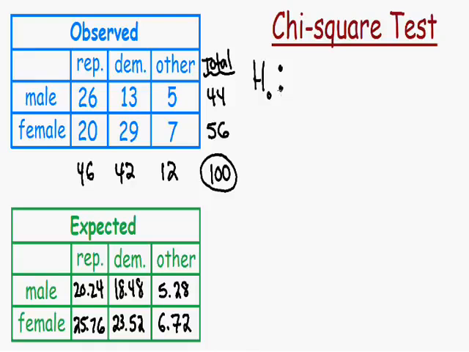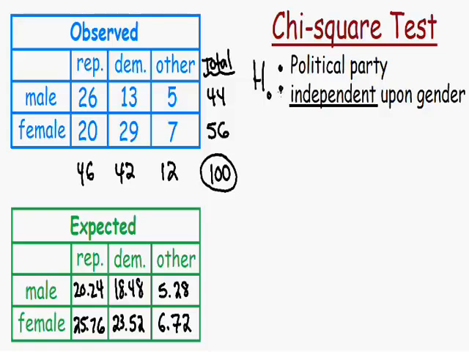So you have to believe that the rows are independent upon the columns, or in other words, the gender is completely independent upon the political party you support. So this is our null hypothesis. The political party is independent upon gender. The gender has no influence in which political party you support.